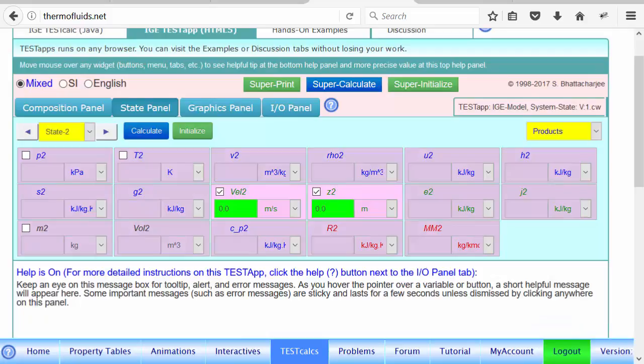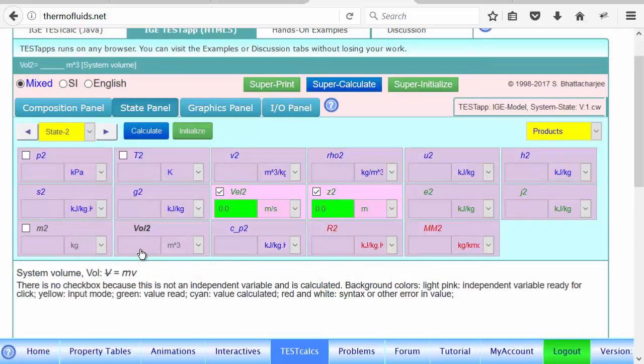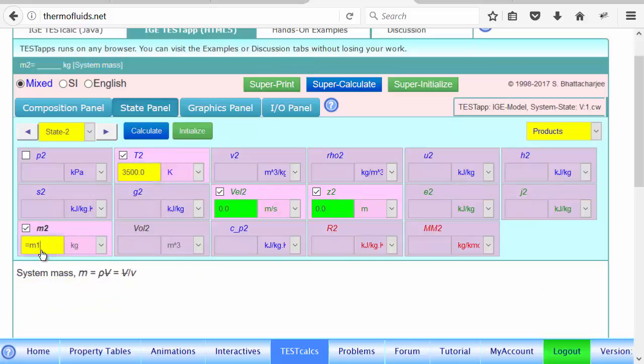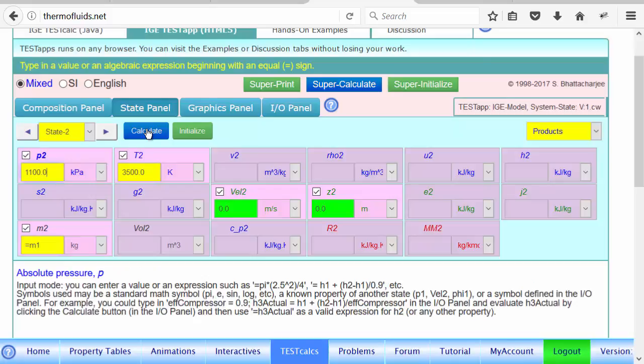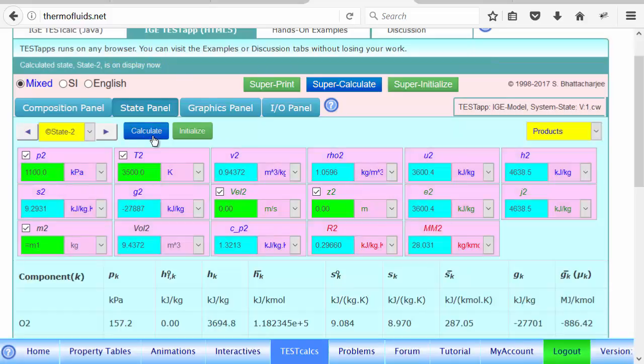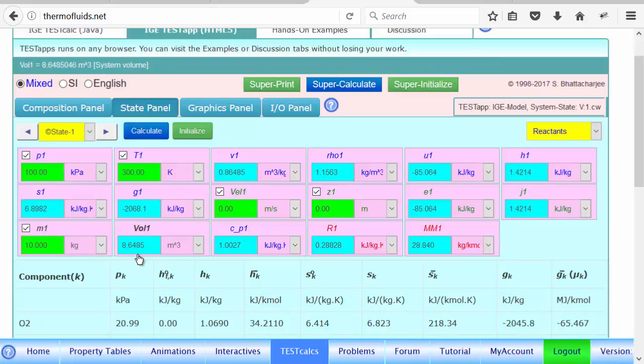Okay, for state 2, notice that we cannot write volume 2 equals volume 1. But we do know temperature, we know mass, and let's take a guess for pressure. Let's say it's 1100. And now if we calculate, let's see what we get. We get a volume of 9.43. Of course the composition is calculated, but the volume is wrong. The volume is supposed to be 8.64. The rigid tank cannot change in size.